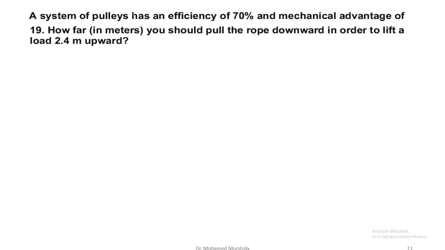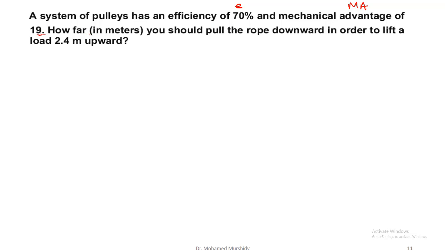These problems combine the efficiency with the mechanical advantage. A system of pulleys has an efficiency of 70%. That should be E. And a mechanical advantage of 19. This is the MA, a mechanical advantage.